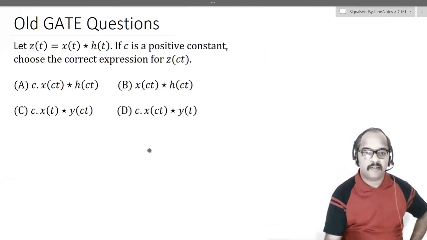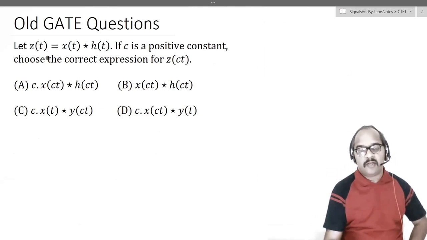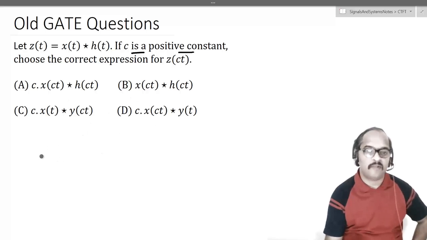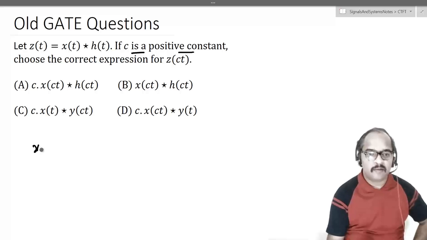Right. Next, third problem. It is given that z of t equals x of t convolved with h of t, and c is a positive constant. Note that c is given to be positive. Choose the correct expression for z of ct. We have to choose one of the choices. But let us write down what is given.